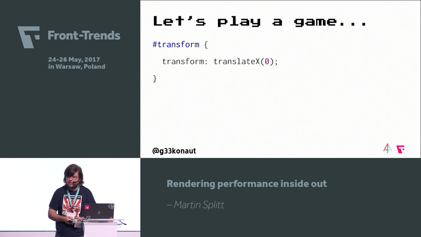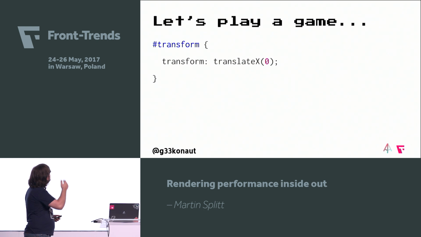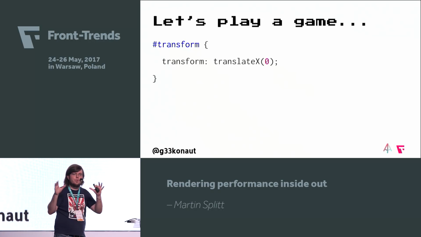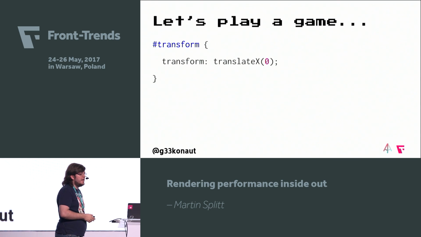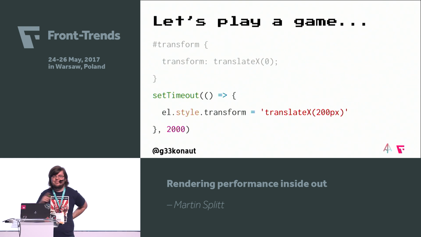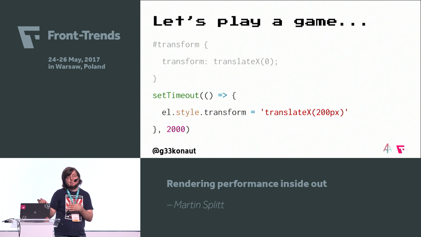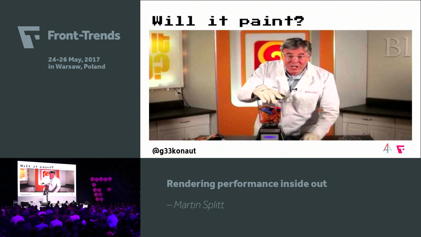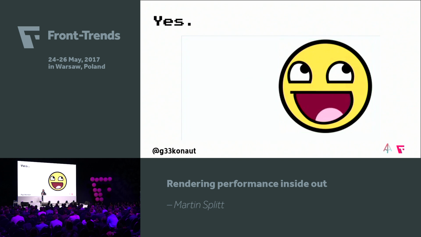So let's play a game real quick. So we have a transform here, and this is a translate X for no direction, like no movement, really. It's like the initial state. And then we have a piece of JavaScript that goes, 2,000 milliseconds later, I would like to move that, please, to like 200 pixels to the right. Would that be OK with you? Does that paint? Who here thinks it's going to paint? Hands up. Who here thinks it doesn't paint? Who here thinks that I should get off stage? OK, fine. It's painting.